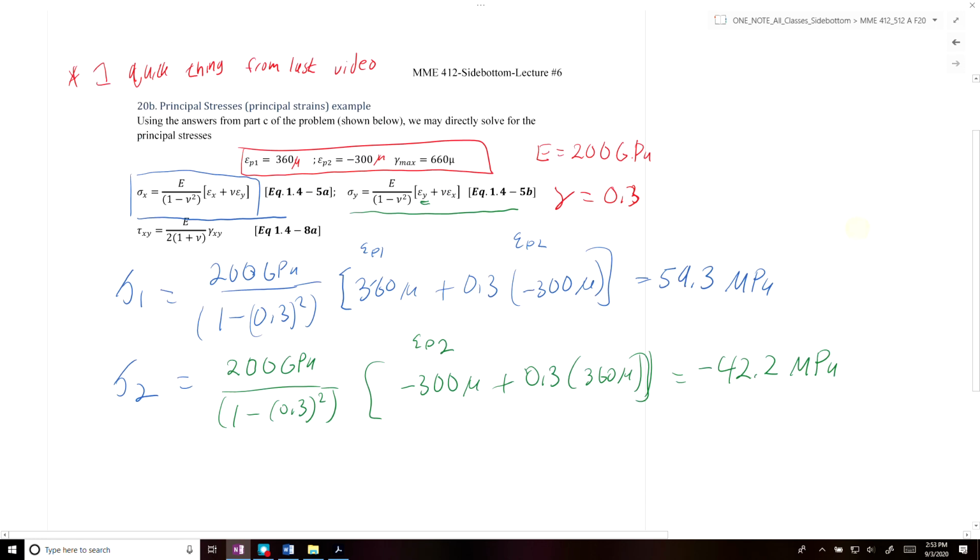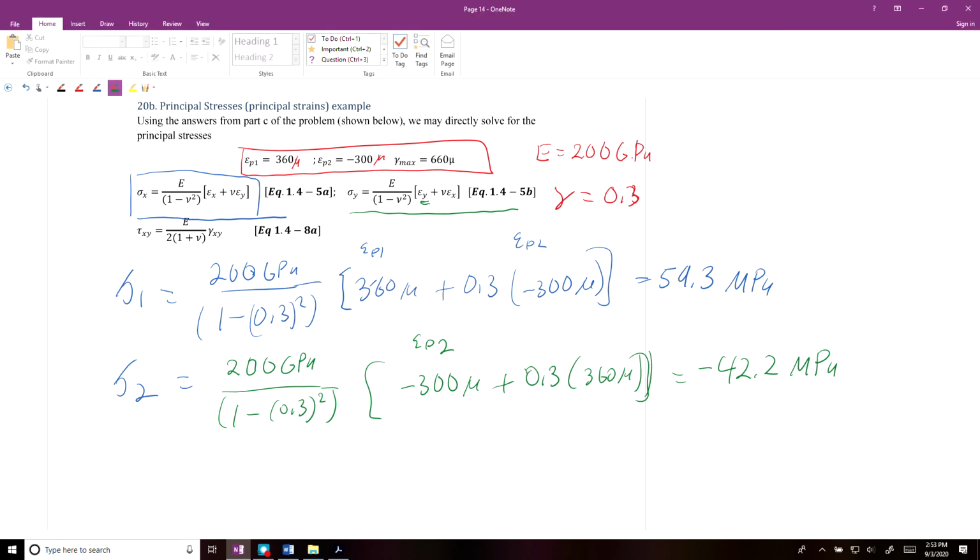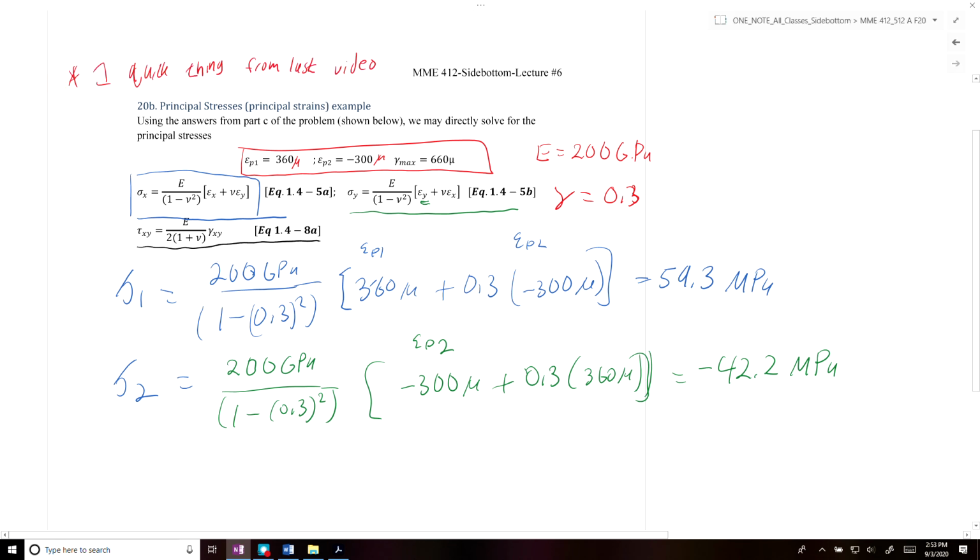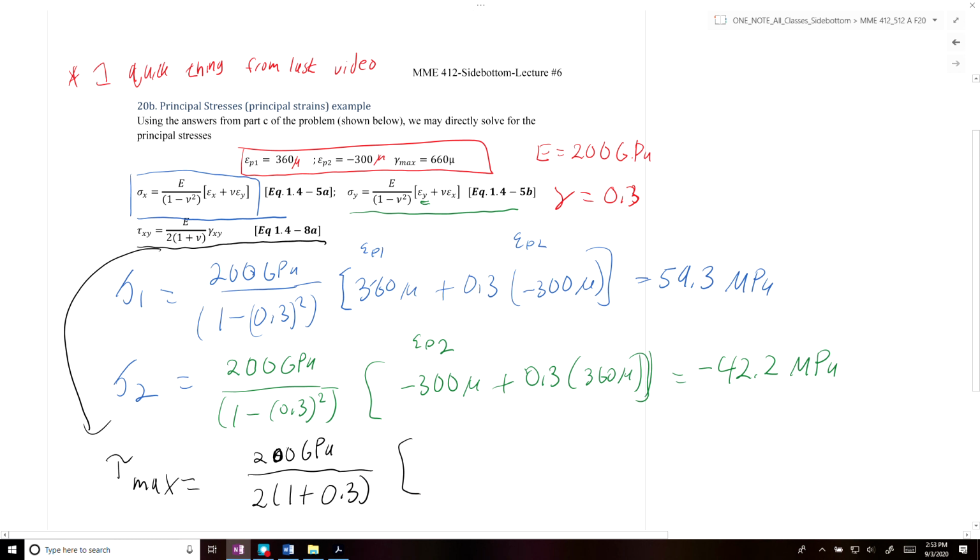For the last equation we have here, we can solve for tau max. We just have to plug in all of our values: the Young's modulus of 200 gigapascals, divided by 2 times 1 plus the Poisson's ratio, times gamma max, being 660 microns. If we do all that, what we end up getting is 50.8 megapascals.